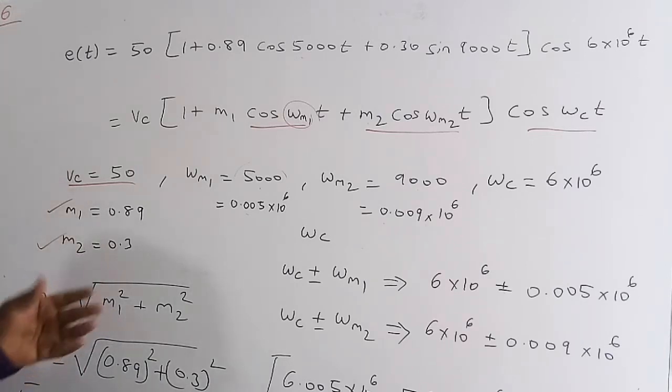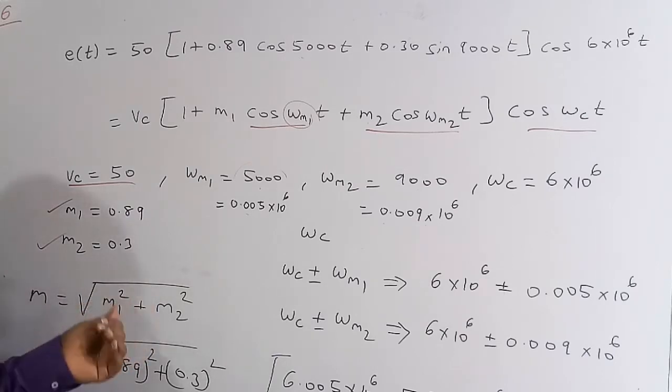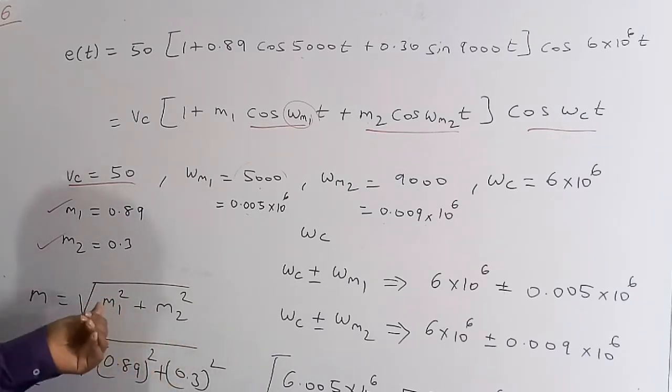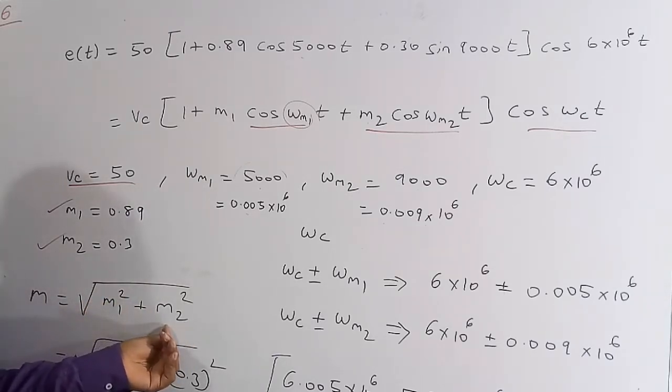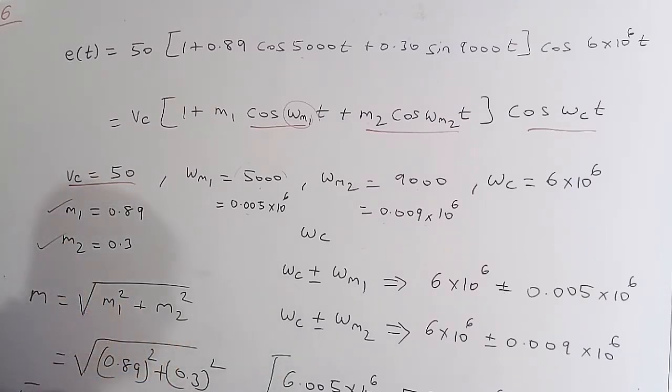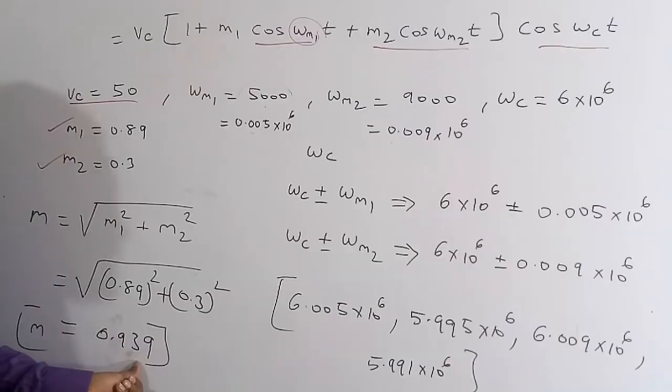Now I am going to find the net modulation index, which is nothing but the square root of m1 square plus m2 square. We know the value of m1 and the value of m2. After substituting these values we get the net modulation index as 0.939. This is not asked in the question; it is for general convenience.